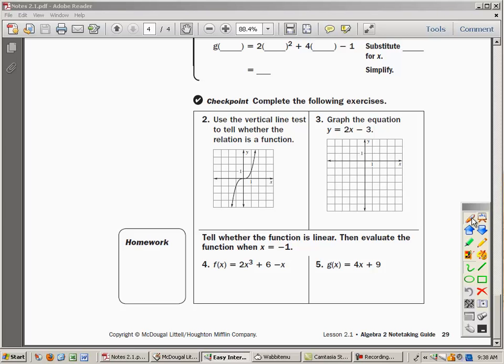In number 2, this does pass the vertical line test because every time I draw a vertical line through it, it only touches it in one spot. So this is a function, or you can say yes, it is a function, however you want to do it. For number 3, to graph this equation, we'd make a table.